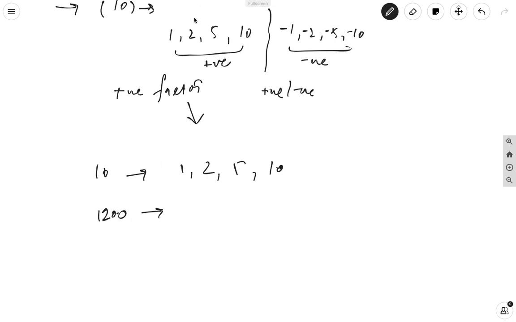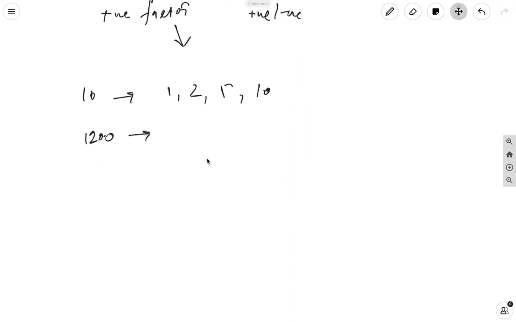Is there any way we can find the total factors of 1200? There is a formula, but before getting into that, we first have to prime factorize this.